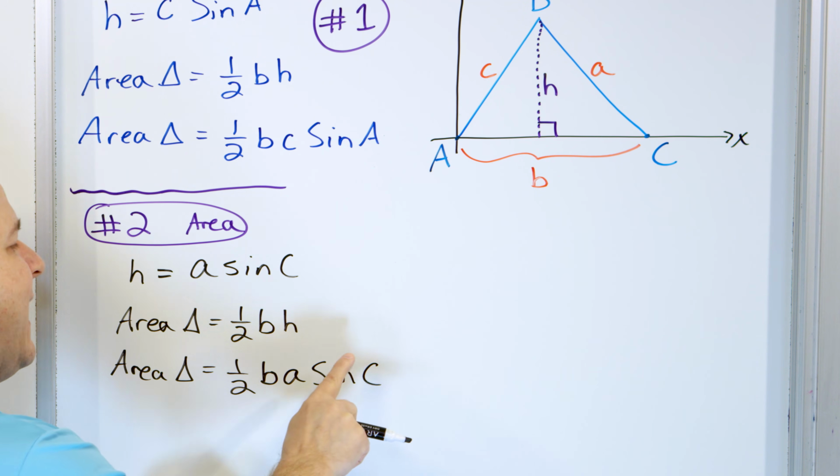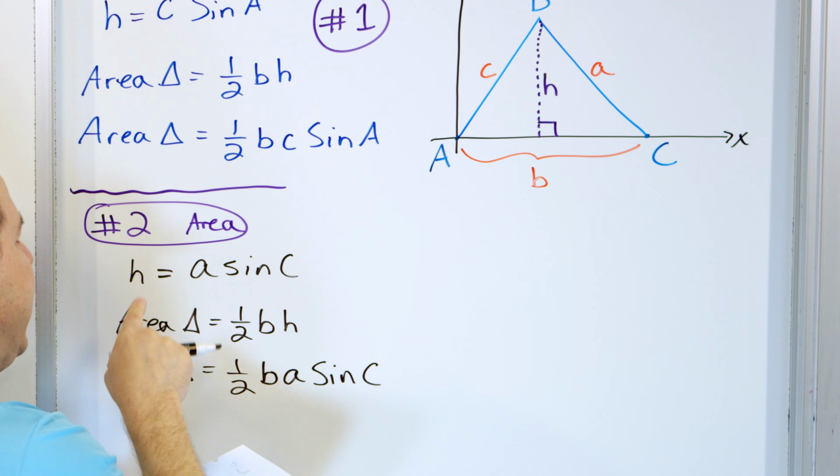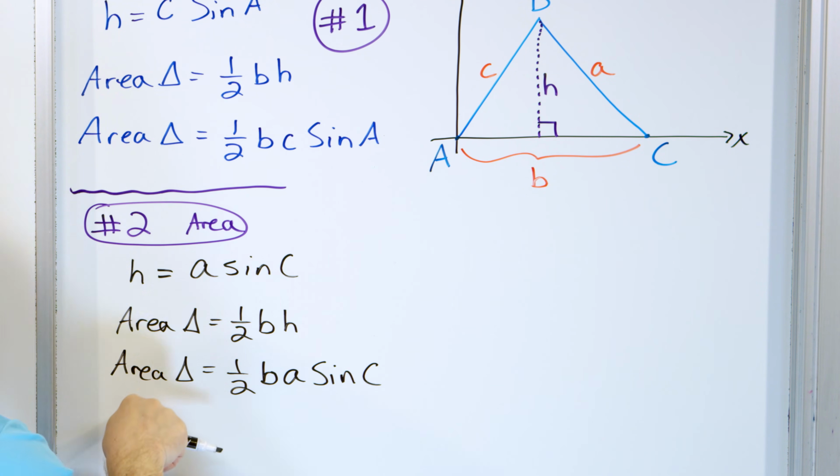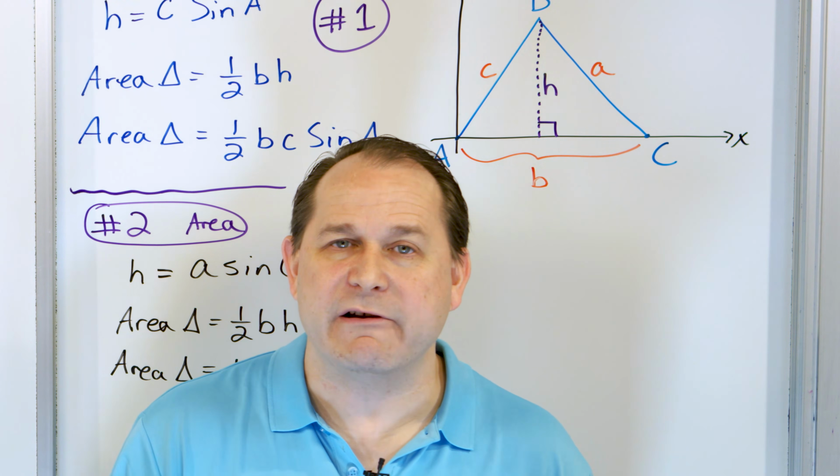So now we have an area calculation for the triangle that looks a little different. Notice that this one has a sine of the angle C in it. This one has a sine of the angle A in it. Now we are able to set these areas equal because it shouldn't matter how you calculate the area of the triangle, the area is the same.